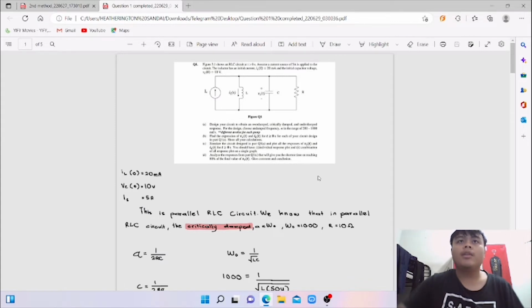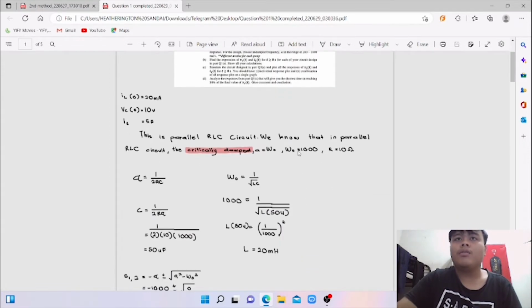Today I would like to present the calculation for question 1 and question 2. First I will explain question 1. For question 1, we need to design a circuit to obtain an overdamped, critically damped, and underdamped response. The range is 200 until 1000, so we choose 1000.